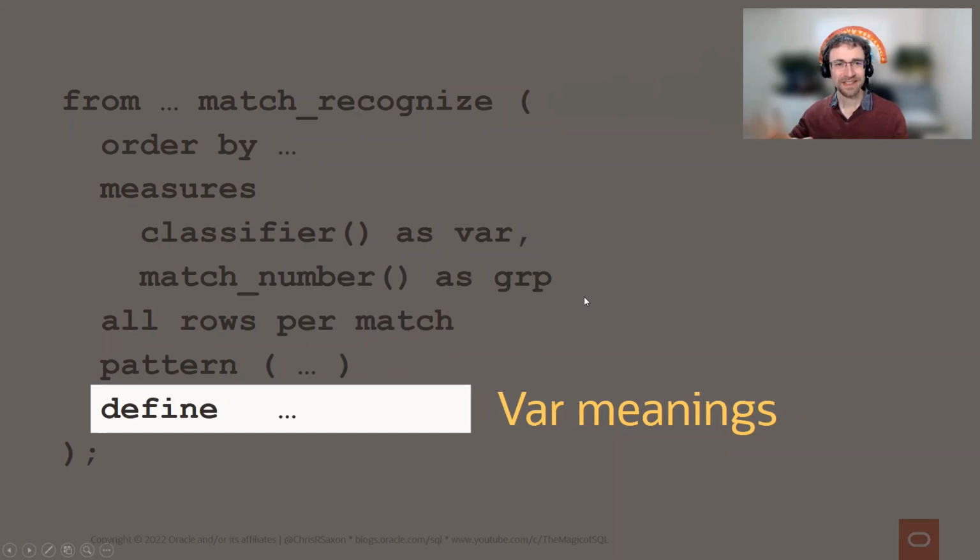So that's the quick overview. Those are the 5 things we're really going to look at, and actually, it's only 4 that we're interested in today, because the all rows per match we're just always going to leave on, basically.